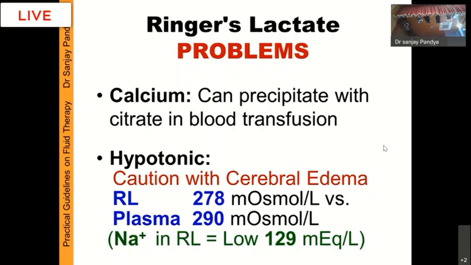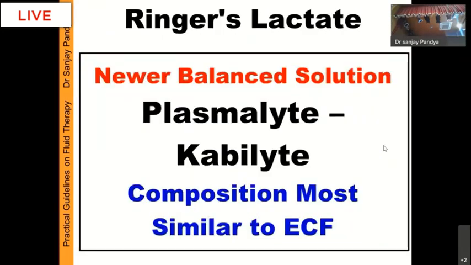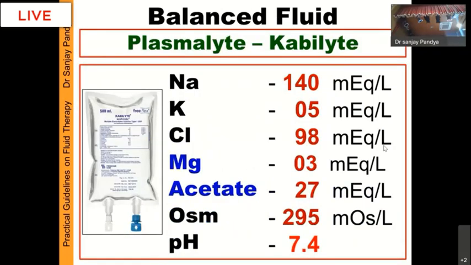Calcium and hypotonic nature are the problems. Newer fluid, plasma-like Kabilite, what are the advantages? The composition is most similar to ECF. Sodium 140, potassium 5, chloride 98, and magnesium, good for patients, especially ICU patients. It contains acetate instead of lactate, so lactate problems are solved.